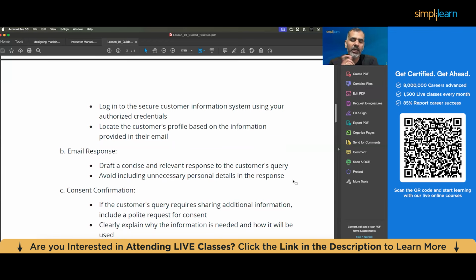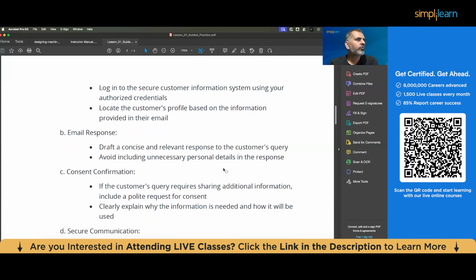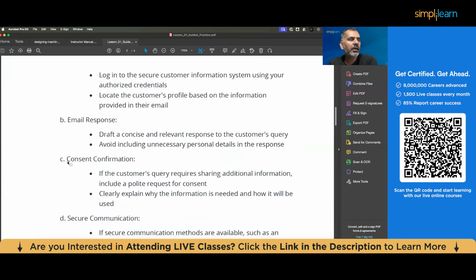So this is what we are practicing, the minimization principle. Only use the intended information. Do not add any kind of unnecessary information. Then you should add a consent confirmation. So if the customer query requires sharing additional information, include a polite request for consent.